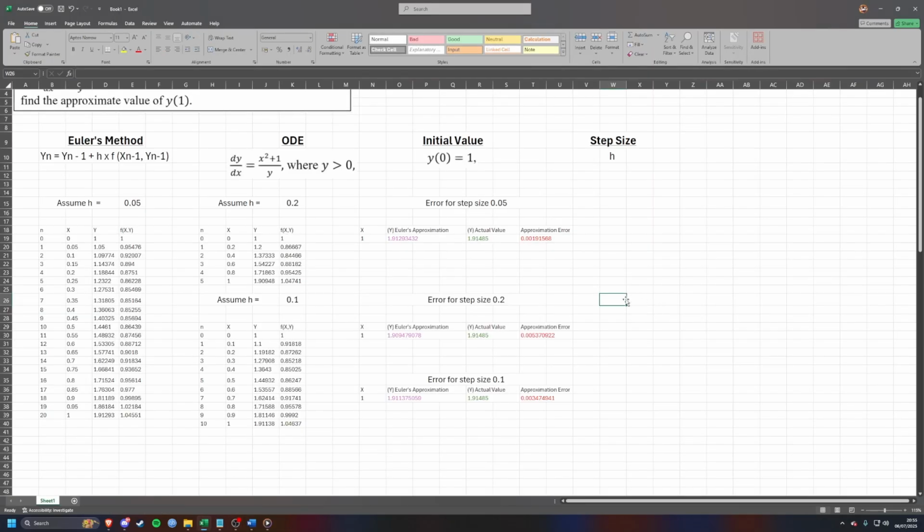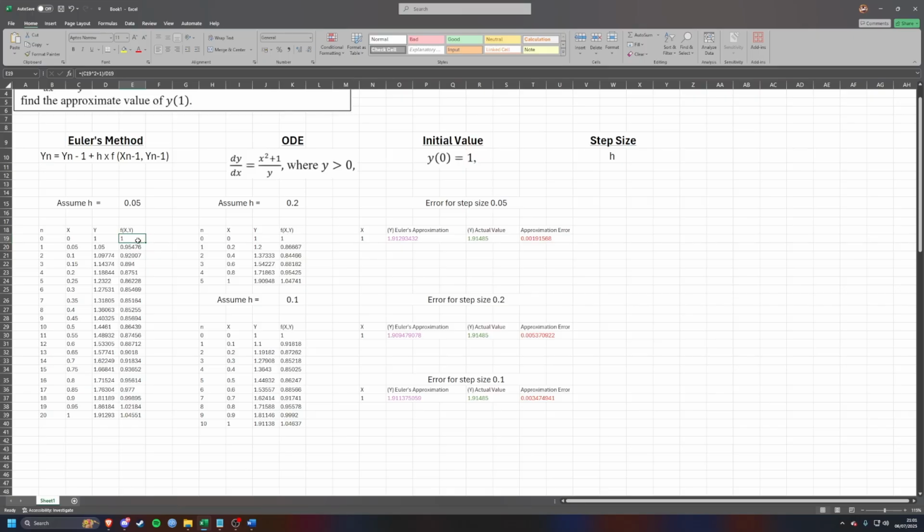Here, I've used Excel to compute Euler's method with the step sizes of 0.05, 0.2, and 0.1, each with three important columns: x, y, and f of x, y. X shows each increment of step size h, y shows the approximated y values, and f of x, y is based on the differential equation of x squared plus 1 over y.